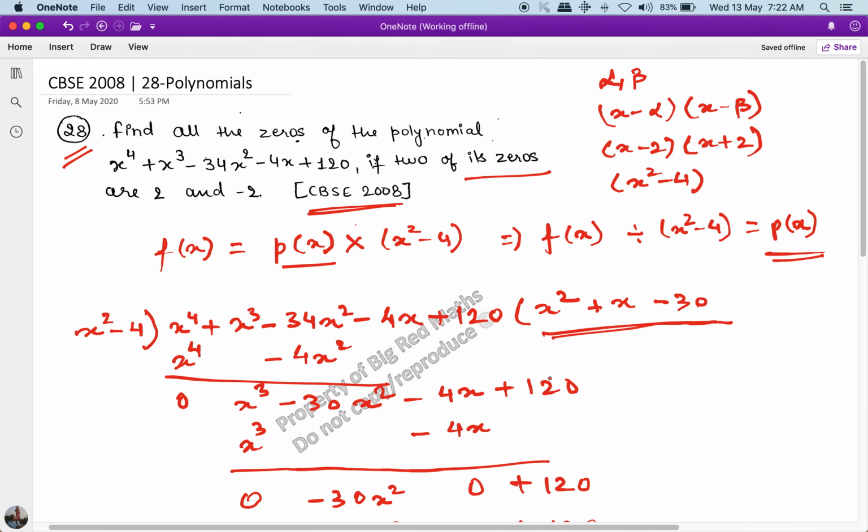I hope you found the solution useful. Let me write down the other two zeros also over here, which is 5 and minus 6.